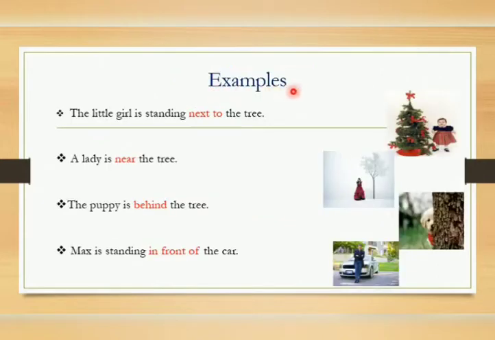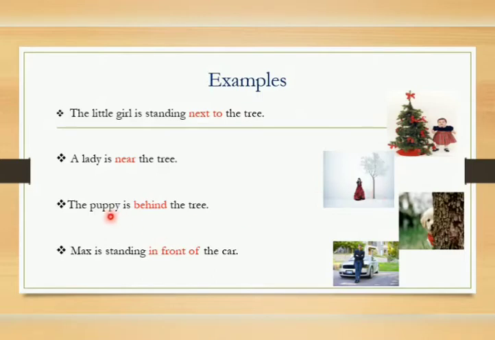Here are some more examples of prepositions. In the first picture, you can see the little girl is standing next to the tree. We use next to when we talk about a thing that is very near. The second one is a lady is near the tree. Whenever we talk about distance, how far this lady is from the tree, we use near. So this lady is near the tree.